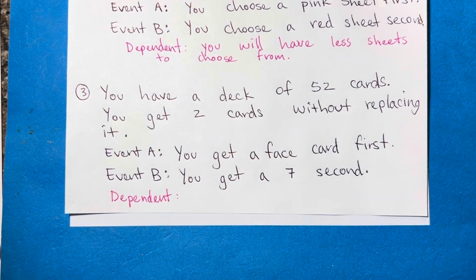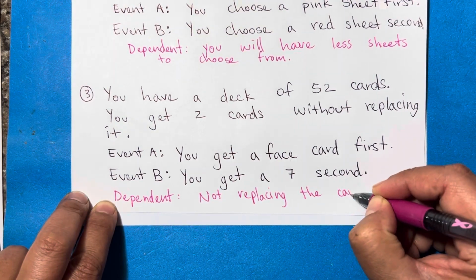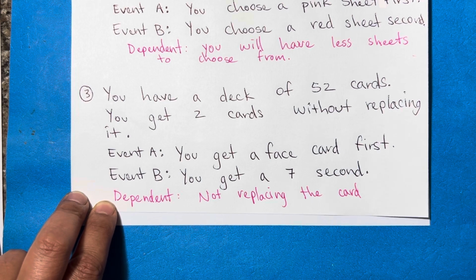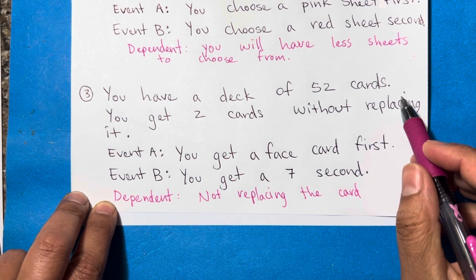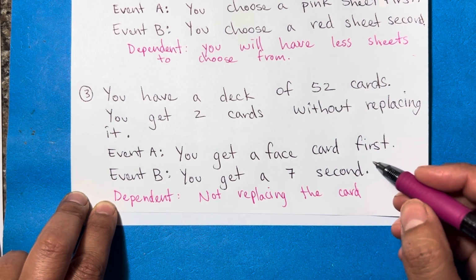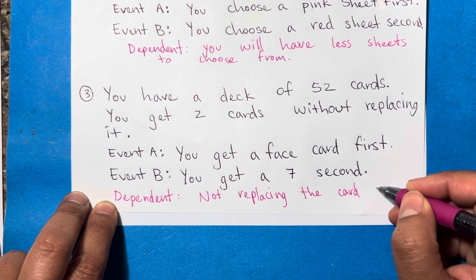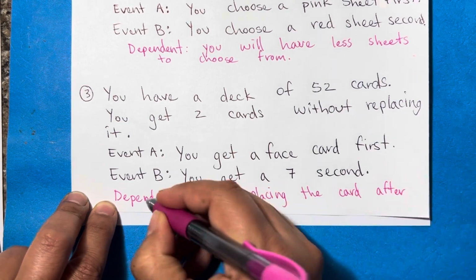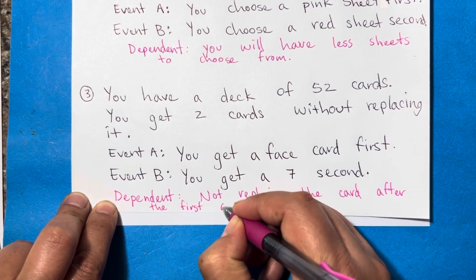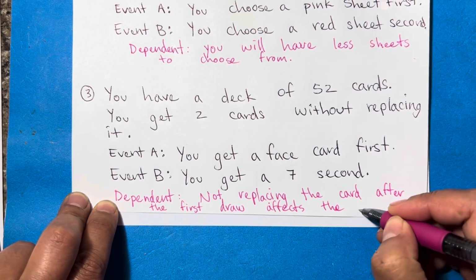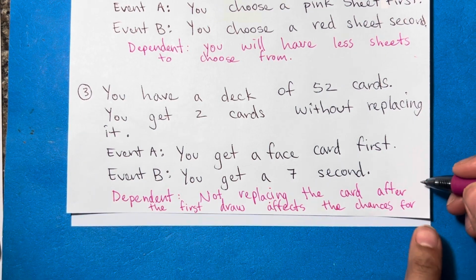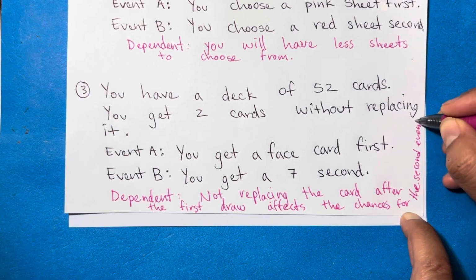And again, not replacing the card. Without replacing it, it means without putting it back into the pile of 52. Now, for the second chance, you only have 51 cards. Not replacing the card after the first draw affects the chances for the second one. It doesn't fit in here. Let me put it on the side for the second event.